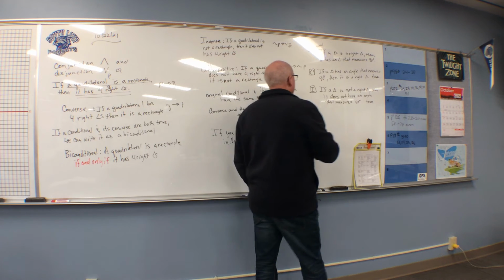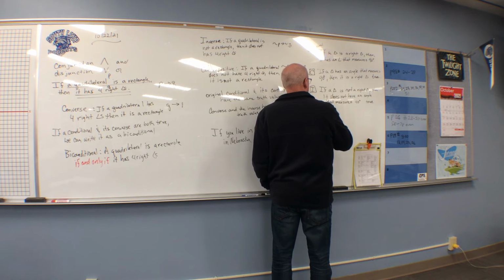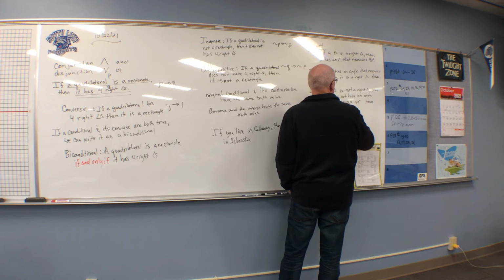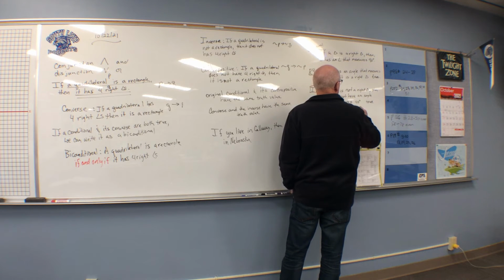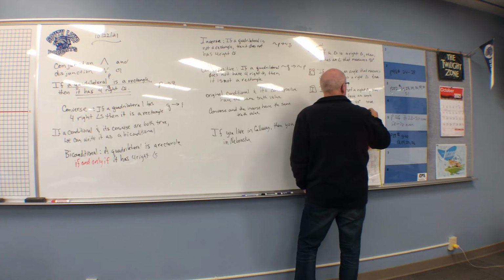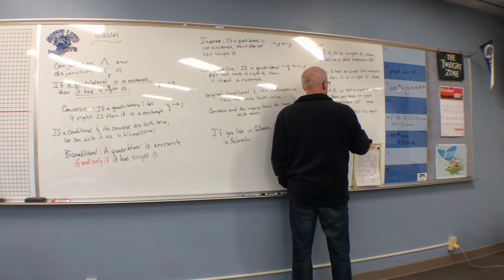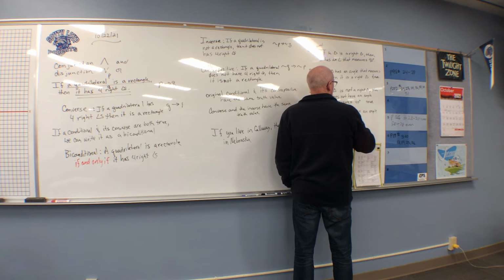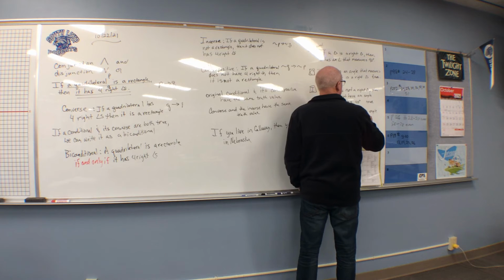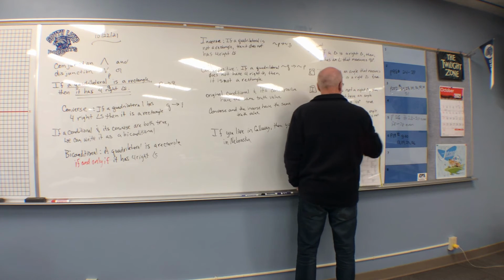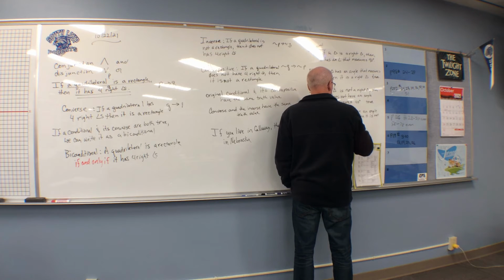All right, so then the contrapositive. It's not Q, not P. If a triangle does not have an angle that measures 90 degrees, then it is not a right triangle.